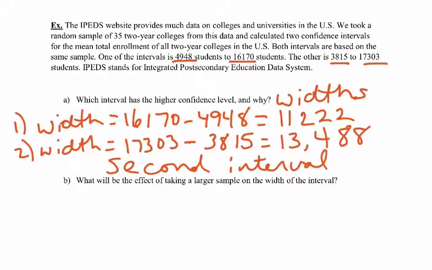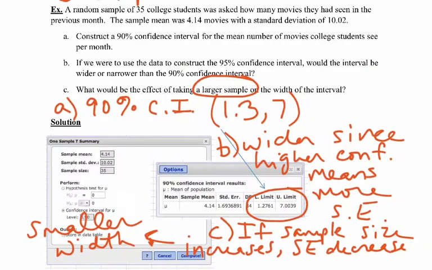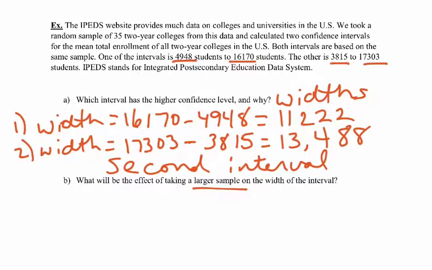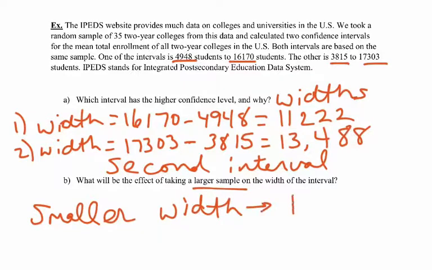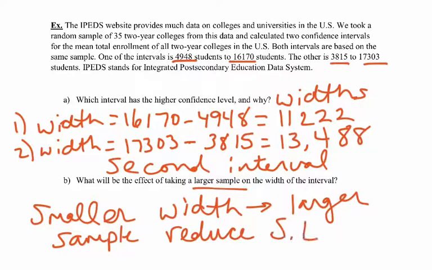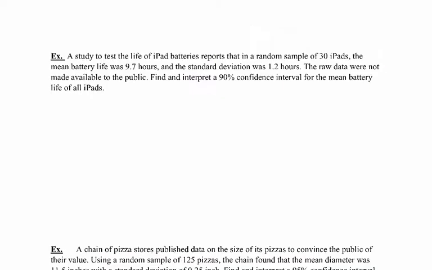And then B says, what will be the effect of taking a larger sample? This is similar to the last question. What does a larger sample do? A larger sample reduces the standard error. The larger sample means your standard error is going to decrease, and that will reduce your width, same thing. So you will have a smaller or narrower width. And why is that? Because the larger sample will reduce your standard error. Okay?